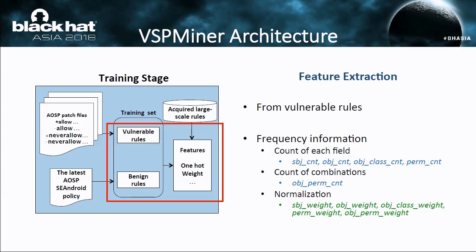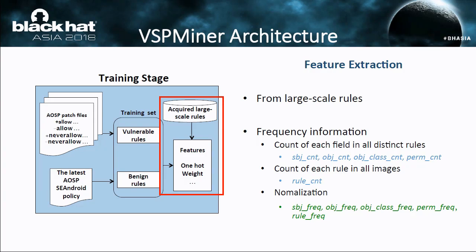And for all the frequency information, we will do a normalization, and finally we will get the different weight information about the different fields and all the combinations. Similarly, we will also extract the information from the large-scale rules, and we will also count. We will also do a static analysis on the count information of each field in all distinct rules. Maybe we have millions of distinct rules.